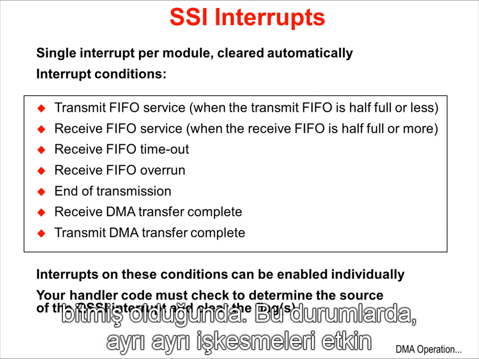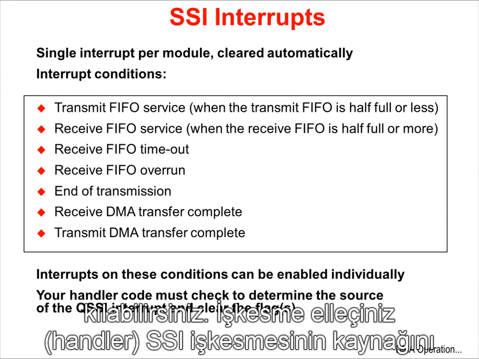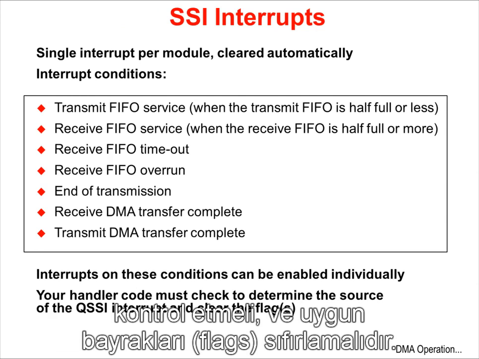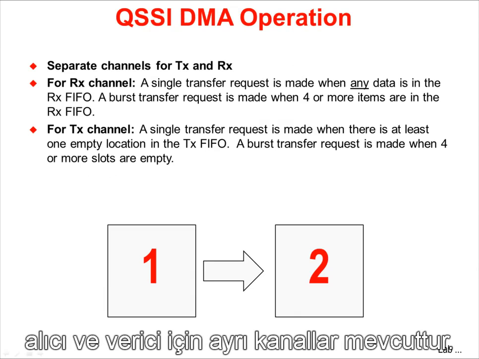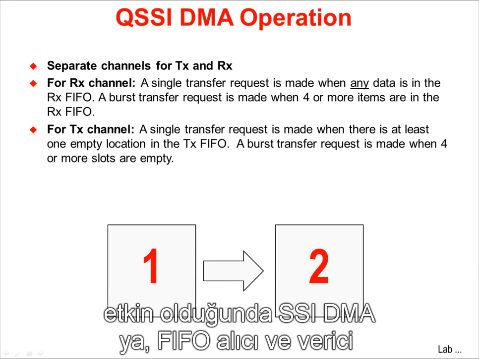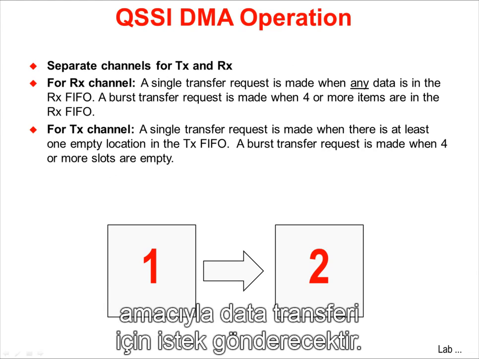You can enable interrupts to occur on these conditions individually. Your interrupt handler code must check to determine the source of the SSI interrupt and clear the appropriate flags. There are separate channels for transmit and receive. When enabled, the SSI will assert a DMA request for the receive or transmit FIFO to transfer data.